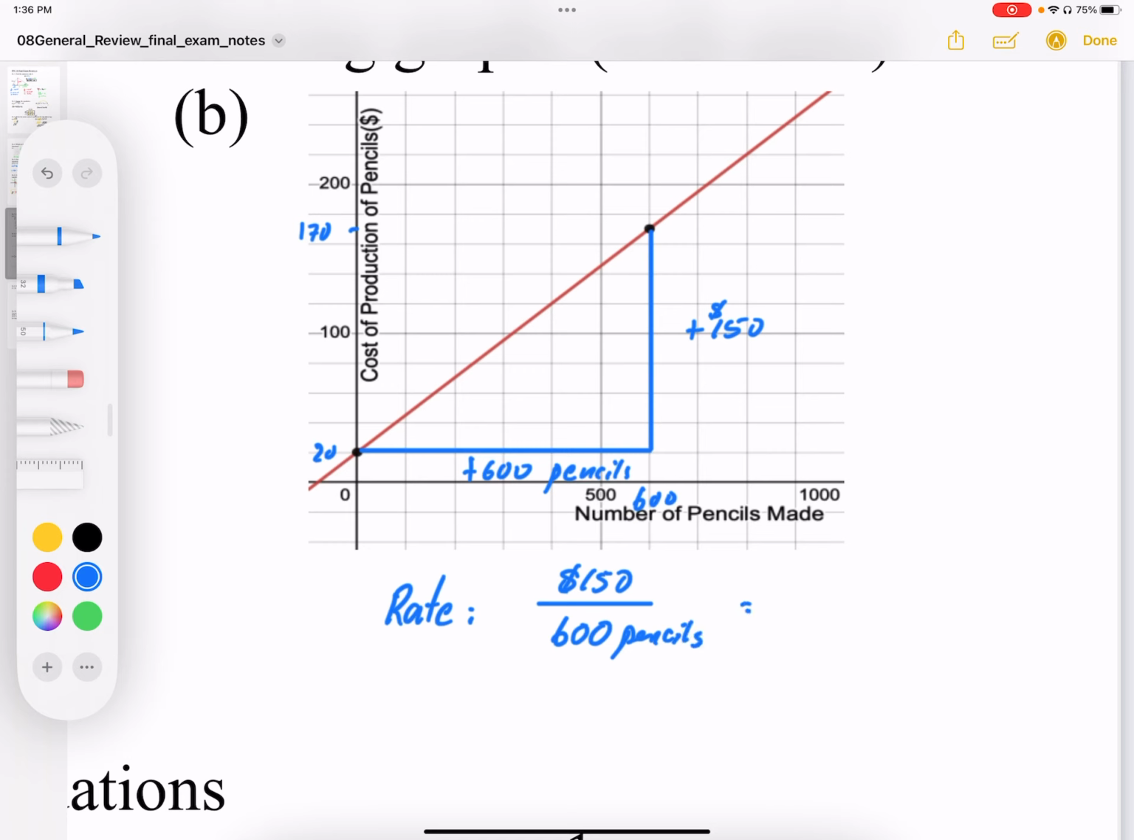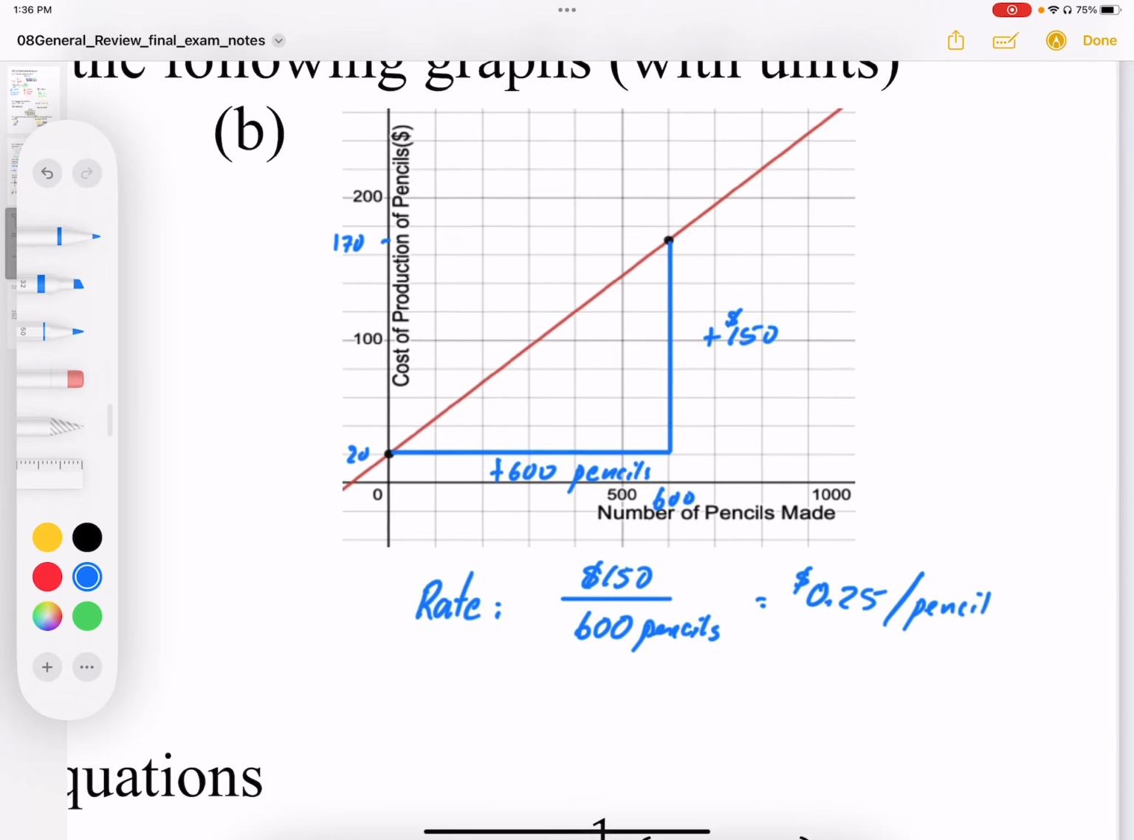That's our rate. We can write this as a unit rate when we divide this. So we divide to get a unit rate. It's going to be 25 cents per pencil, or $0.25 per pencil.